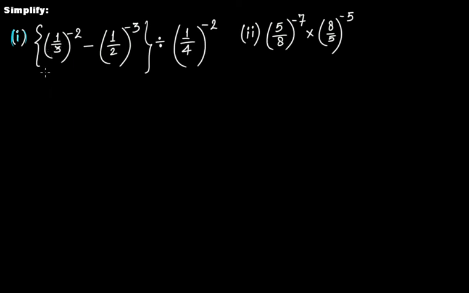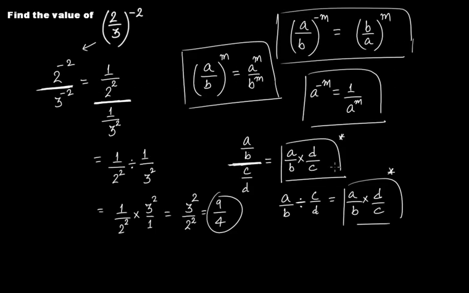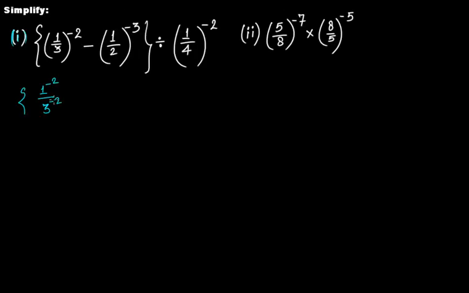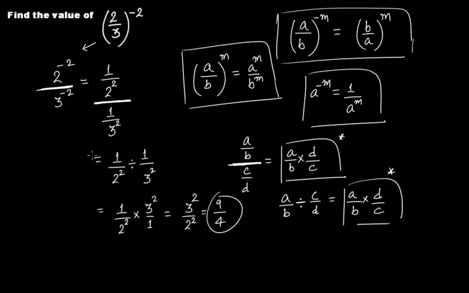This can be written as 1 raised to the power of minus 2 by 3 raised to the power of minus 2. Same what we have seen here. Remember this one? So this can be written in this form, and this is minus 1 raised to the power of minus 3 divided by 2 raised to the power of minus 3. Right? Same what we have done in this case. You have to remember this one.